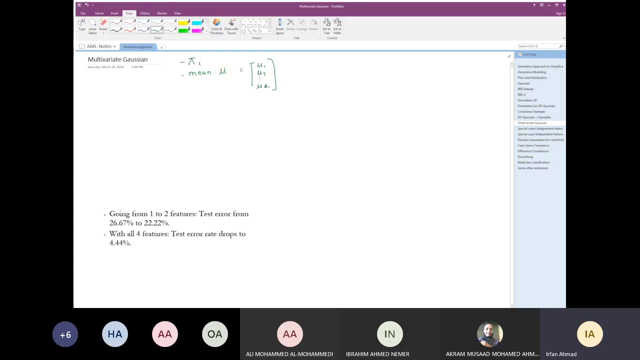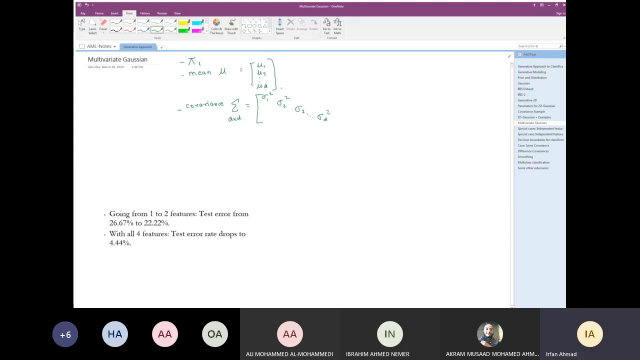And then what happens to the covariance now? Same thing. The covariance is again a square matrix. The size is d cross d, and it's something like this. You have the variance of the first feature, the diagonal ones. The diagonal entries are the variances of the individual features, right?